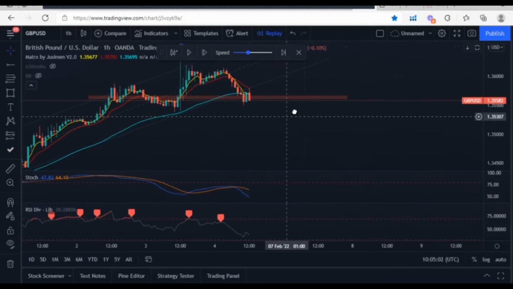My stop just above here, say 30 pips is okay. I'm gonna target the lows, which are here. Okay, let's do this. Oh wow, that was a big push.